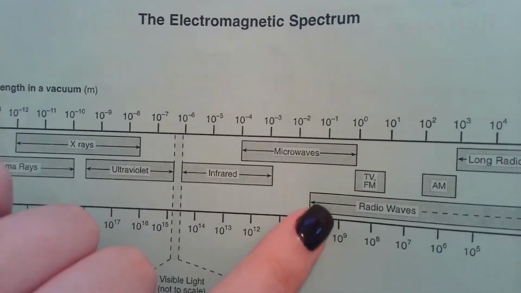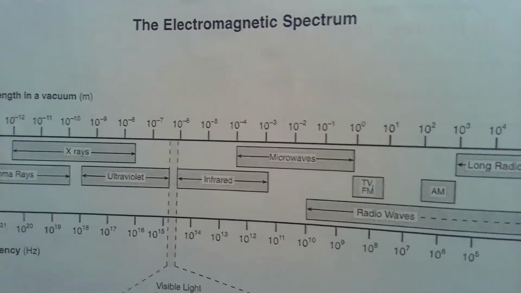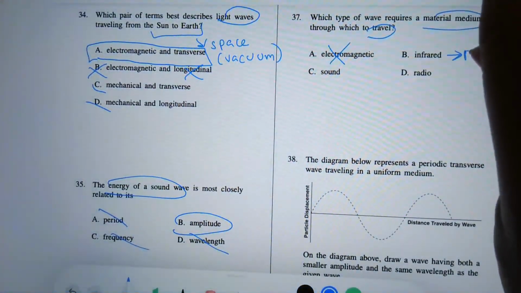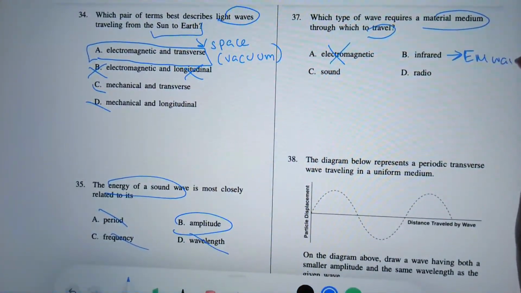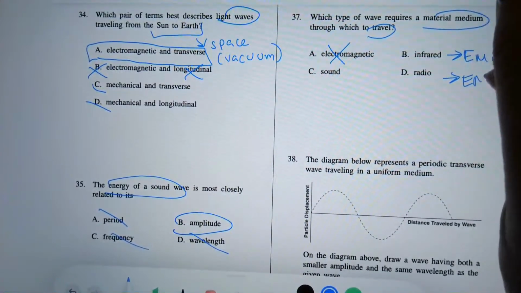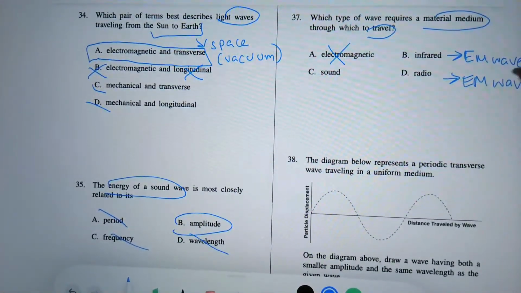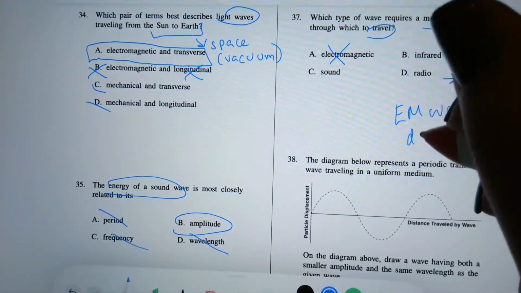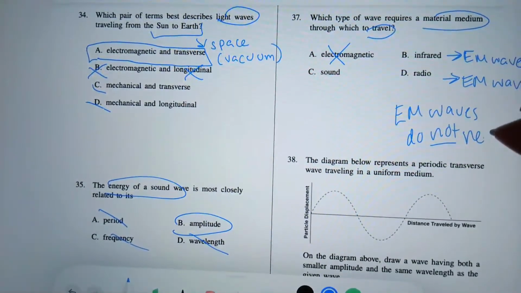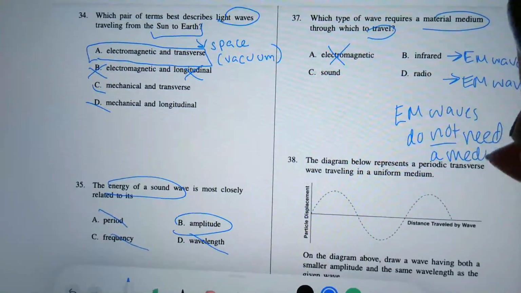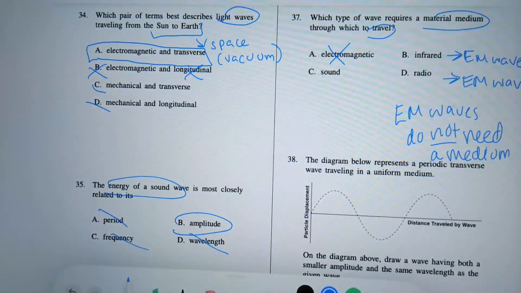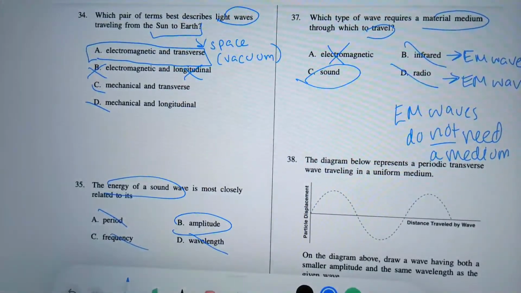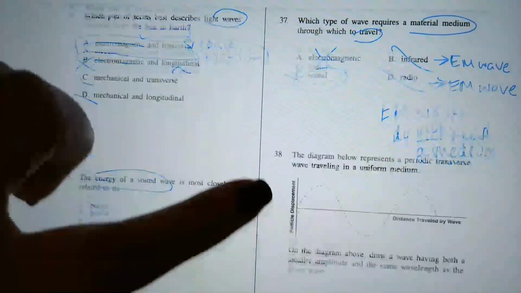Oh, what do you know? A radio wave is also in the electromagnetic energy spectrum. That means it also does not require a medium. Okay, because this is an EM wave. This is also an EM wave. Okay, so these, EM waves, do not need a medium. So B and D, therefore sound waves. Again, if we were to scream in space, no one's going to hear us.